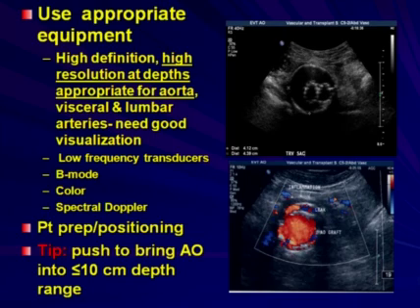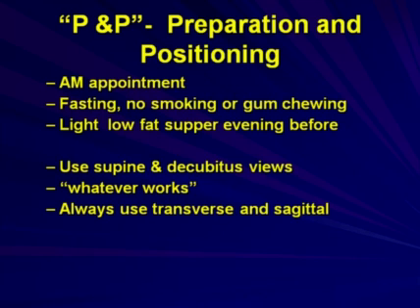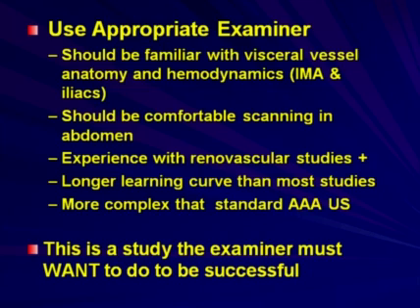One tip I can give you is if you can push down on the patient's abdomen to bring the aorta into about the 10 centimeter depth range, you'll have much better imaging quality and much better identification of endoleak. We usually do these patients in the morning so they don't swallow air all day. For the same reason, we keep them fasting and no smoking or gum chewing prior to the exam. Ask them to have a light, low-fat supper and not eat anything that would normally produce gas for them the evening before. Use the supine and decubitus views, whatever view works for that particular patient, and always look at it both in transverse and sagittal planes.